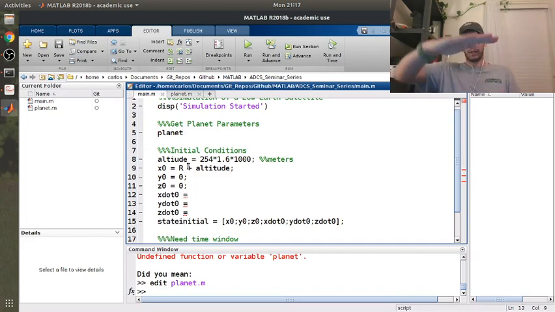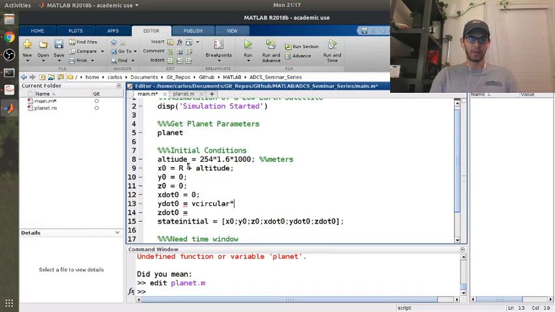Now with the velocity, x would be the velocity normal to the surface of the Earth, and I'm going to make the satellite have a completely tangential velocity, tangential to the surface of the Earth. So x dot is going to be 0, but y dot is going to be v circular times sine of the inclination, and then z dot is v circular times cosine of the inclination. That way I can give the orbit an inclination.